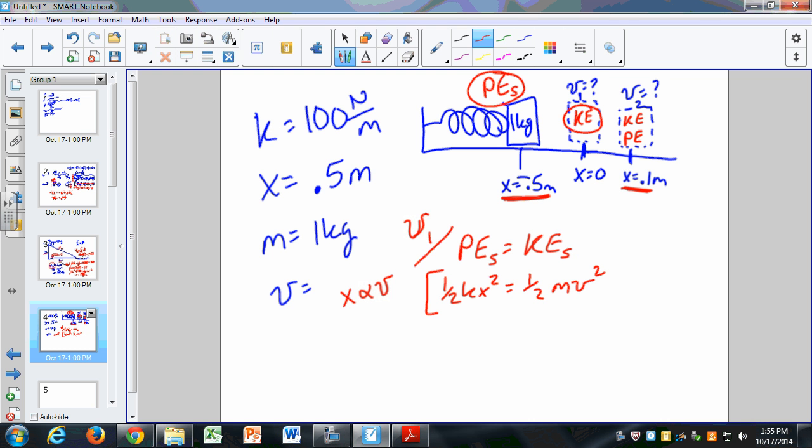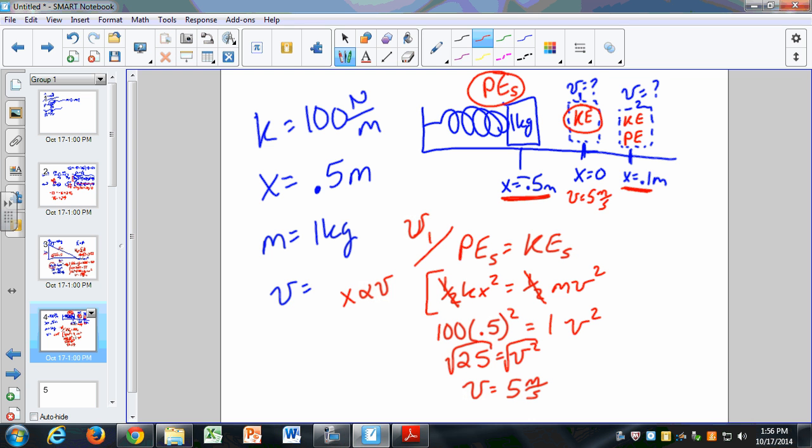All right, I can solve this for v. Cancel out my halves on both sides. I get 100 times 0.5 squared equals m, which is 1, times v squared. That's 100 times a half squared, which is 1/4. That's 25 equals v squared. So at this point, v is equal to 5 meters per second.